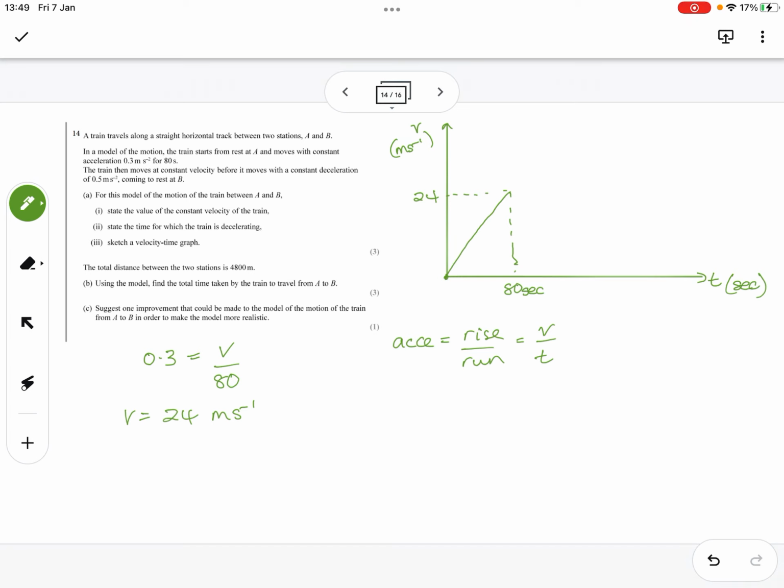Okay, state the time for which the train is decelerating. So after this, the train moves at constant velocity, so that's constant velocity before decelerating. Decelerating with a constant 0.5 coming to rest. So the same kind of thing applies, but decelerating is obviously minus a half really. We know that the velocity is 24, we don't know the time. So time equals 24 divided by 0.5, so that is 48. So this bit here is 48 seconds.